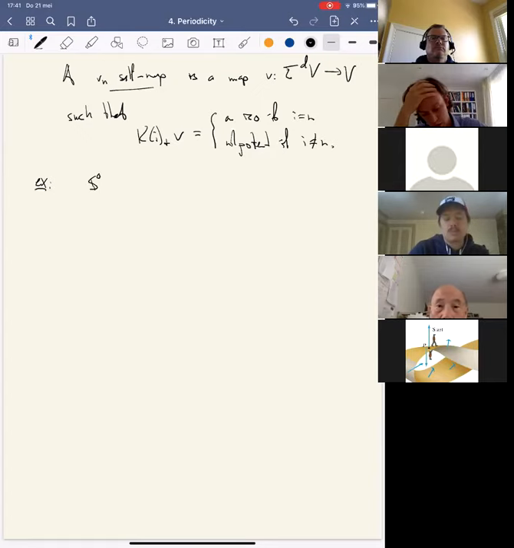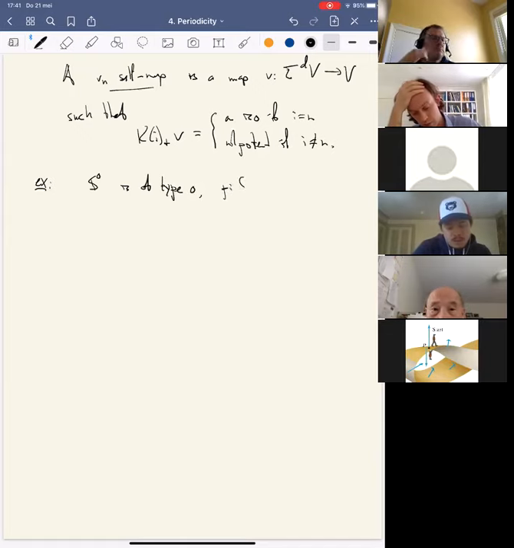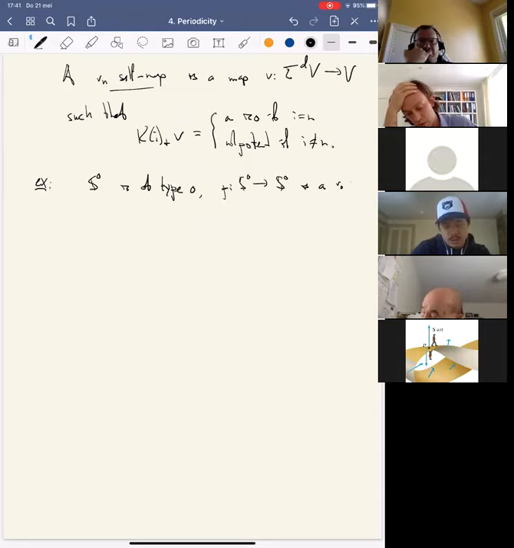So S0 is type 0 because its rational homology is non-trivial, and multiplication by p is a V0 map, or a V0 self-map, right? It induces an isomorphism in rational homology, and it turns out to be nilpotent in all the Morava K theories because they are of characteristic p.